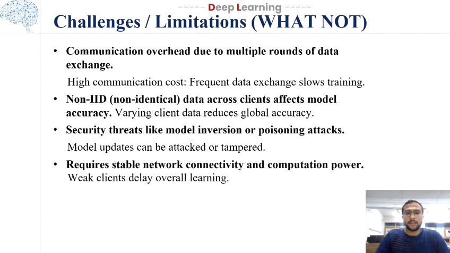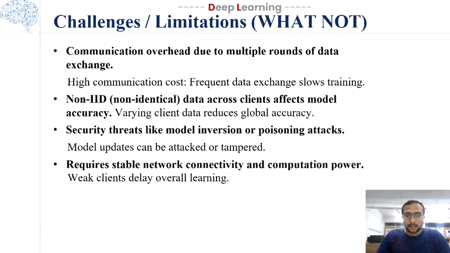Now let's see what are the challenges or limitations that are faced by federated learning. Federated learning being powerful, it goes through some issues, which are, first, communication overhead due to multiple rounds of data exchange. This means high communication cost is needed for frequent data exchange, which slows the training. Then next is non-IID, that is non-identical data across clients, which affects model accuracy. This means varying client data reduces global accuracy.